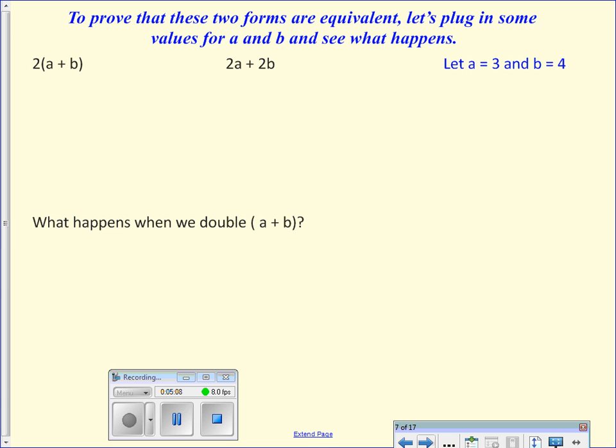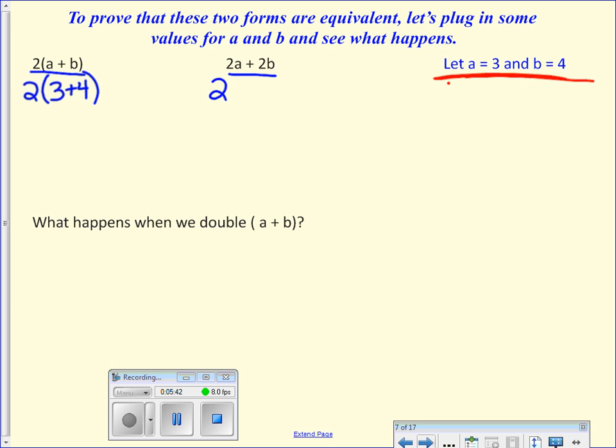So let's write the two expressions. Two groups of A plus B. Write that down. You're in the middle of your page. Right below where it says this. Let A equal 3 and B equals 4. That's what you're looking for on your note paper. And below that, write two groups of A plus B. And next to it, write 2A plus 2B. And now let's replace everywhere we see A with a 3, and everywhere we see a B, we replace it with a 4.